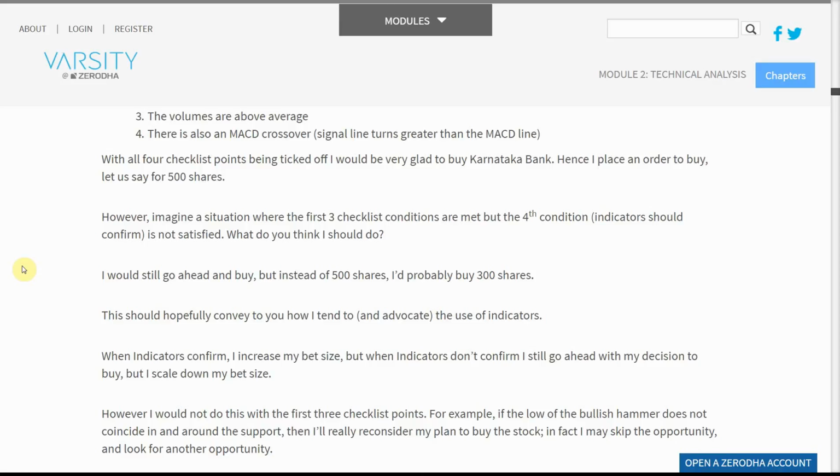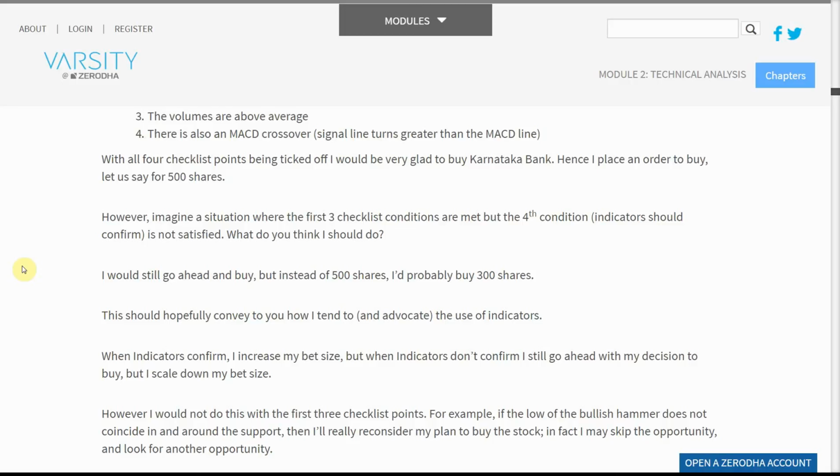However, imagine a situation where the first three checklist conditions are met but the fourth condition, indicators should confirm, is not satisfied. What do you think I should do? I would still go ahead and buy. But instead of 500 shares, I'd probably buy 300 shares.